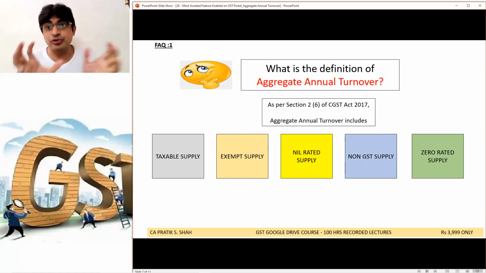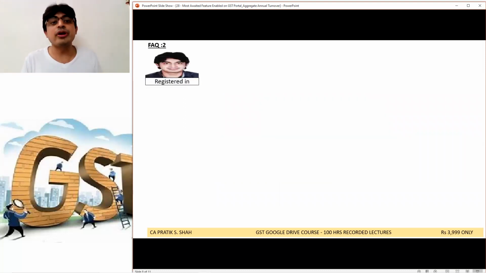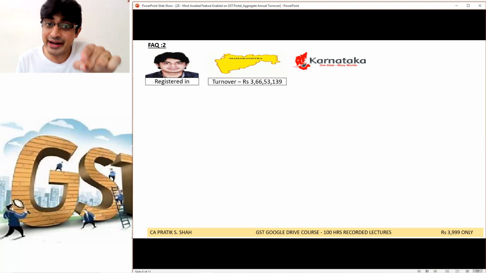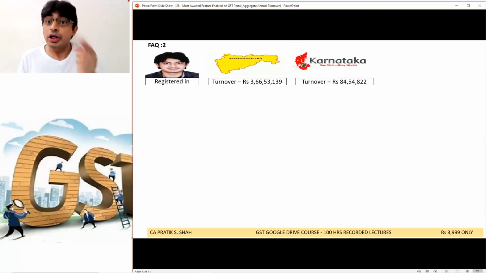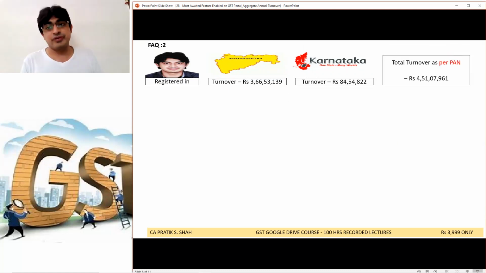So please be careful, though, it is not just taxable turnover. Aggregate means the total of all the turnover. FAQ number 2. Say I'm registered in Maharashtra and I'm registered in Karnataka. My turnover in Maharashtra is 3 crore 66 lakh. Turnover in Karnataka is 84 lakh. So my total turnover as per PAN is 4 crore 50 lakh.